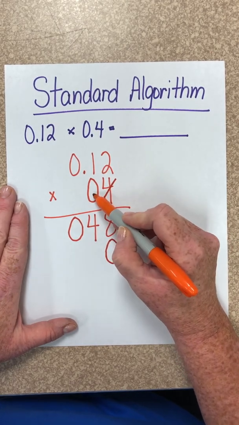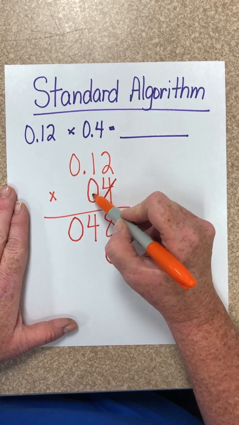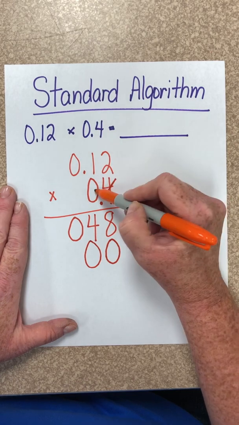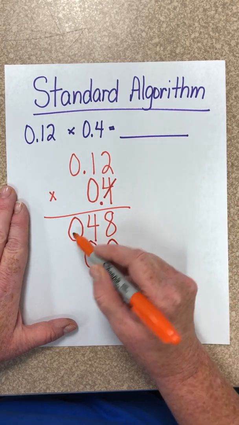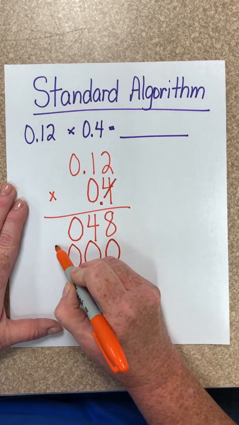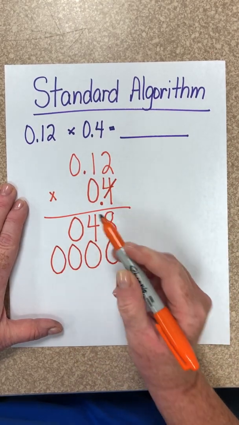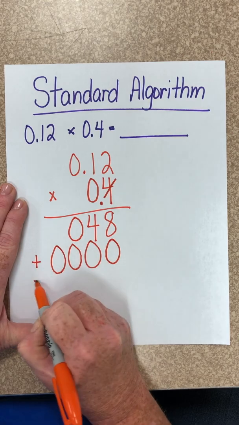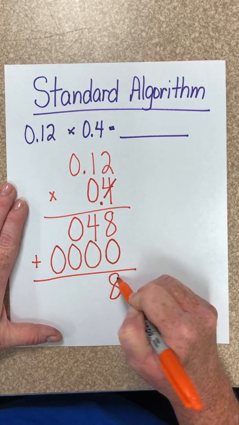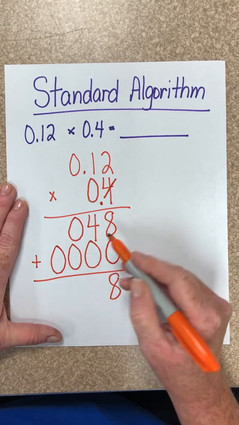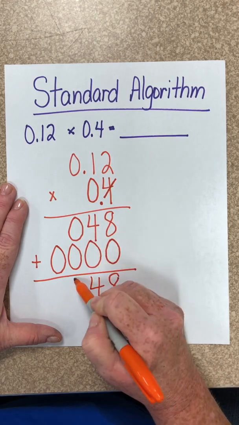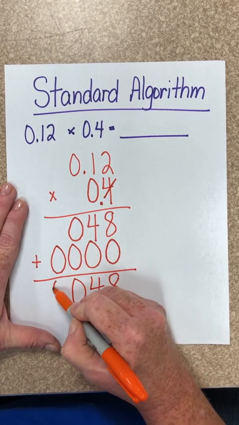Now let's go to our next digit. 0 times 2, that's 0. 0 times 1, that's 0. And 0 times 0, that's 0. So now let's add. 8 plus 0 is 8. 4 plus 0 is 4. 0 plus 0 is 0. And let's bring down that last 0.